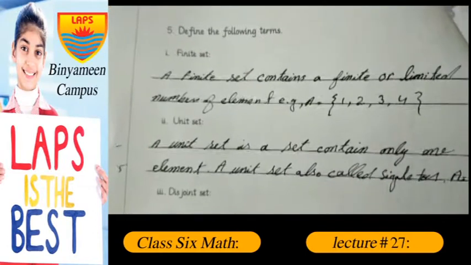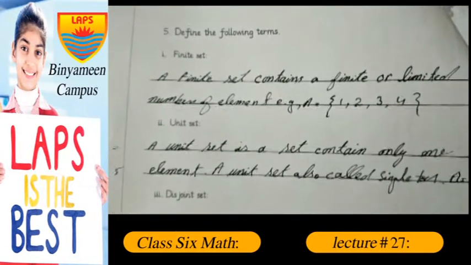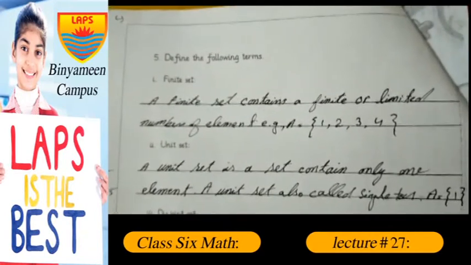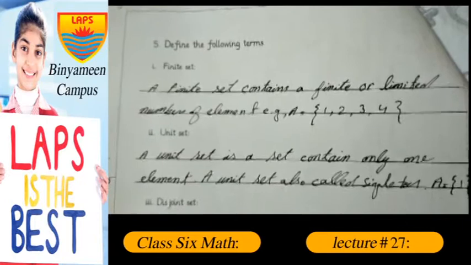Finite set. A finite set contains a finite or limited number of elements. For example, a set A with elements 1, 2, 3, 4, limited numbers.